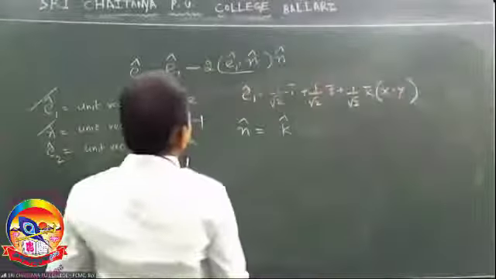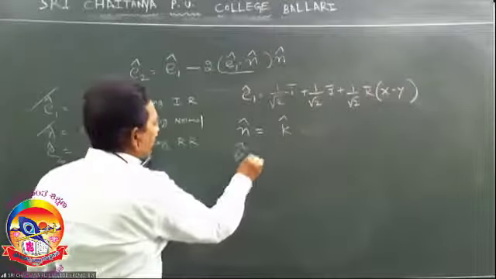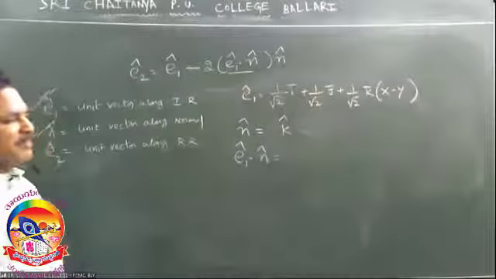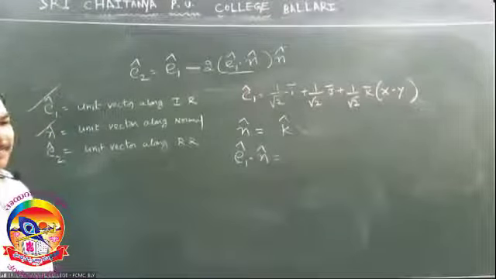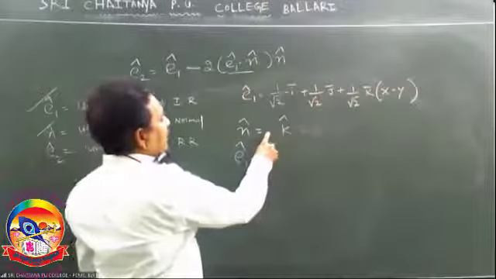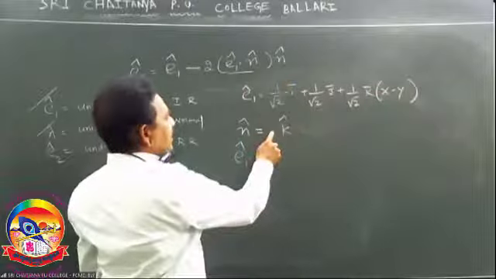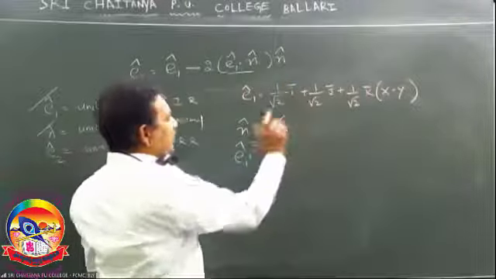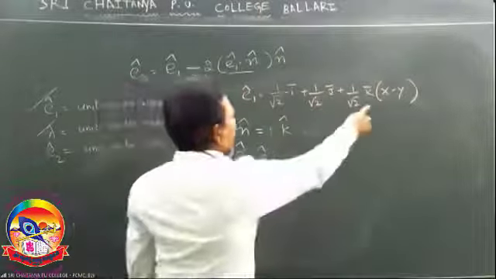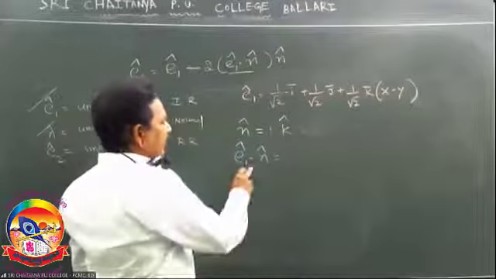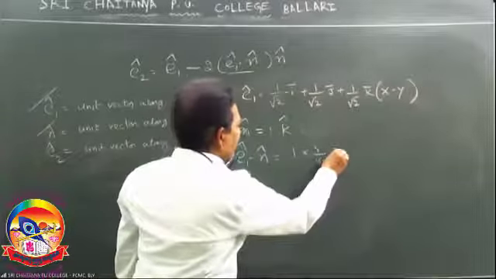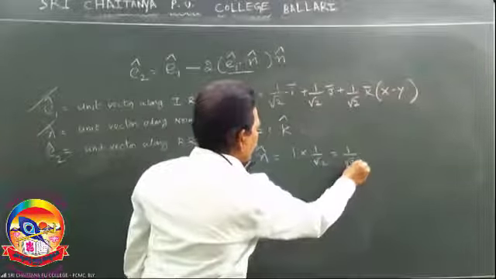So, the dot product. I think you know the dot product. If you don't know what the dot product means, I cannot help. Just multiply I bar by I bar, J bar by J bar, K bar by K bar. What is the I bar here? Nothing, 0. 0 into 1 by root 2 is 0. J bar dot J bar, 0 into 1 by root 2, 0. K bar by K bar, coefficient 1 and 1 by root 2. So E1 cap dot N cap is 1 into 1 by root 2, which is 1 by root 2.